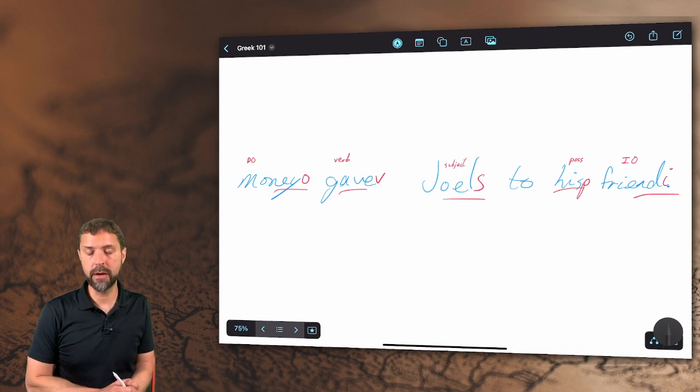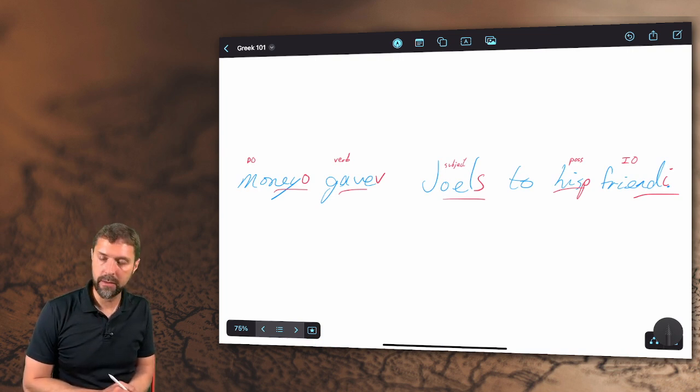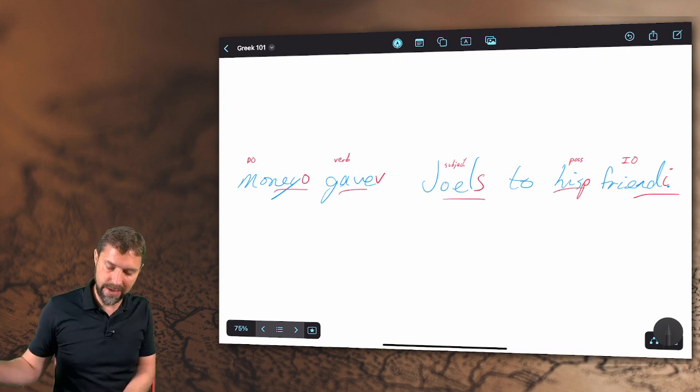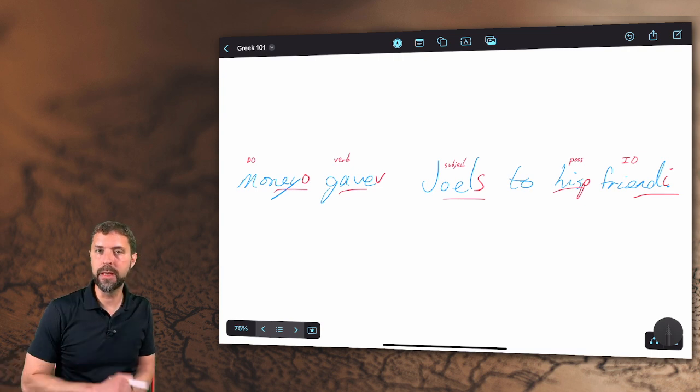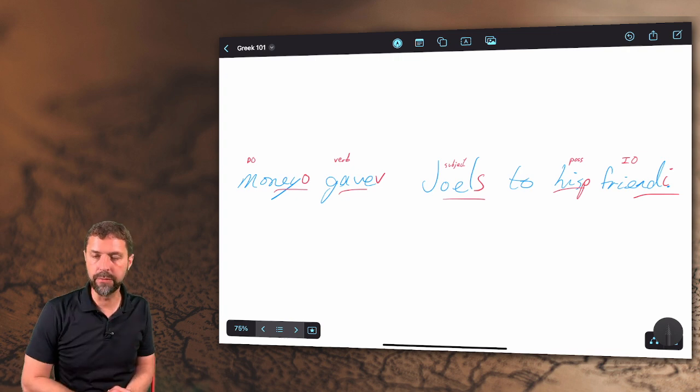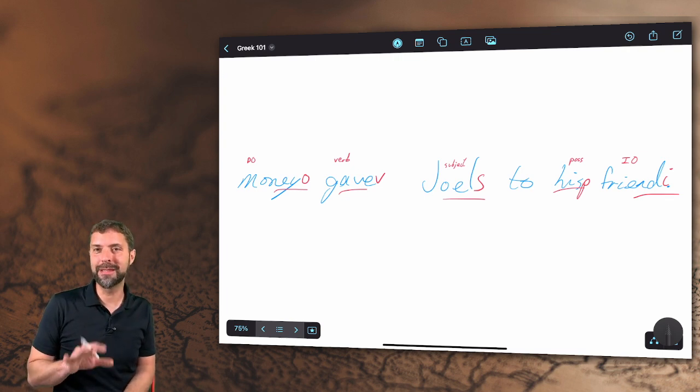Money-o, oh, that's the direct object. Gave, oh, that's the verb. Joel, oh, subject, I see. To his, must be possession. Friendy, indirect object. You could read the sentence and know what was what, even though they were in any kind of order. Anywhere you want to put the word, for emphasis, however you want to shift it around. This, in fact, is essentially the system that Greek uses.